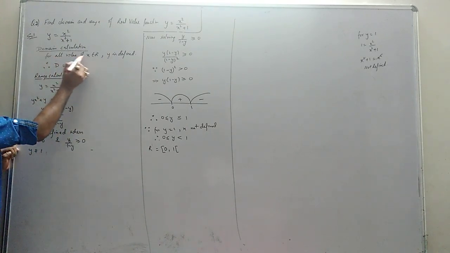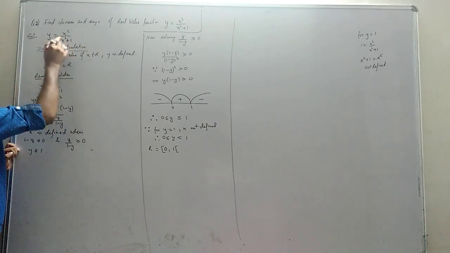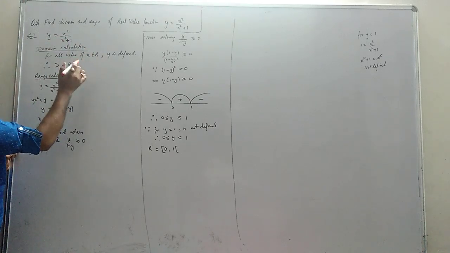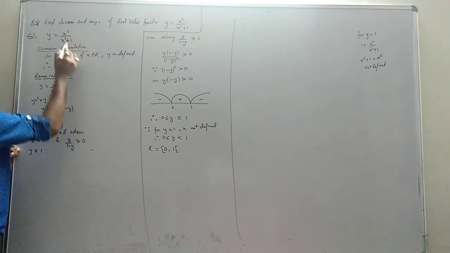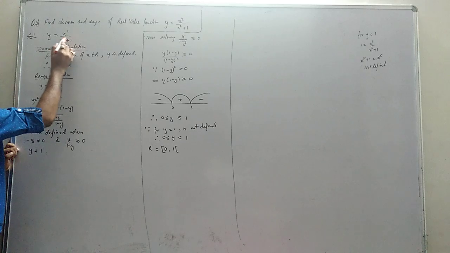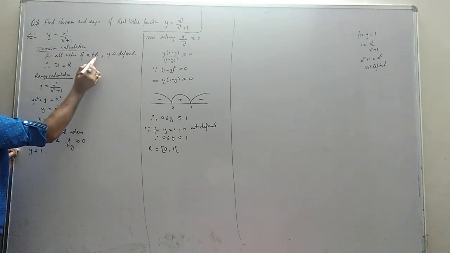For all values of x belongs to natural number. Okay, any value of x you put, natural, real number, sorry, not natural number. All values of x belongs to real number. Any value substituted here, this term will always be positive. This term can never be 0. Therefore, y is defined. So for all values of x, y is defined.